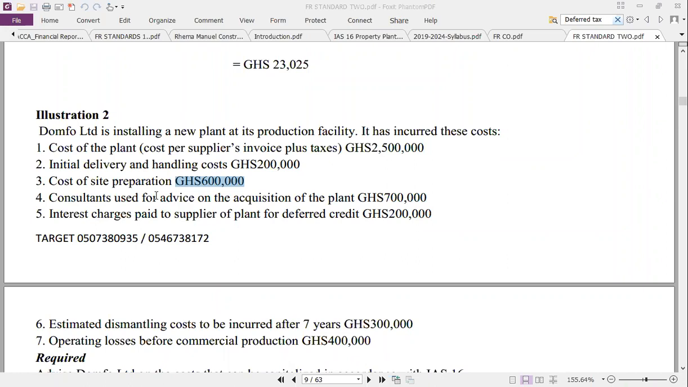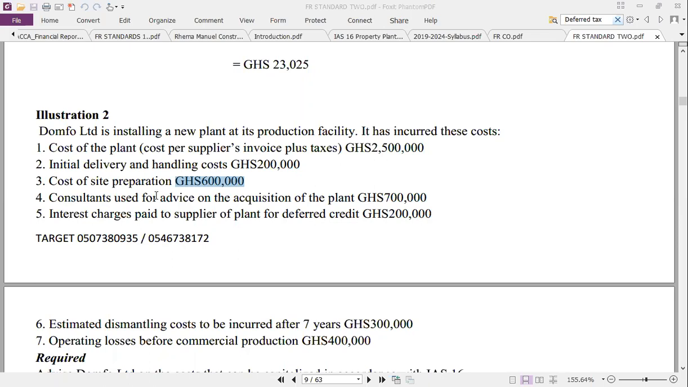Assuming they were supposed to pay within 1 month, but they paid after 1 month, the supplier charged interest on the overdue payment. So should it form part of the cost of the plant? No, it should not be part of the cost of the plant.